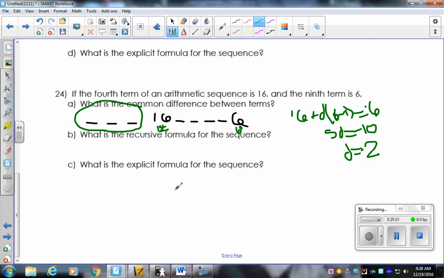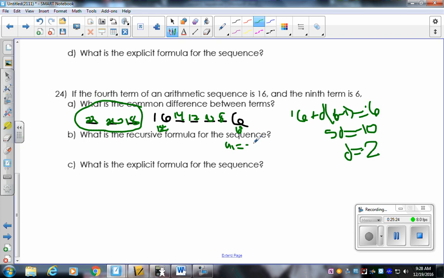In order to do that, I do need to know the first term. I didn't have that, but now that I know my common difference, if I'm going this way, I'm subtracting 2 each time. But if I'm working backwards, I'm going to add 2, right? 18, 20, 22. So now I know my first term, and I know my common difference, so I can go ahead and write these two formulas.